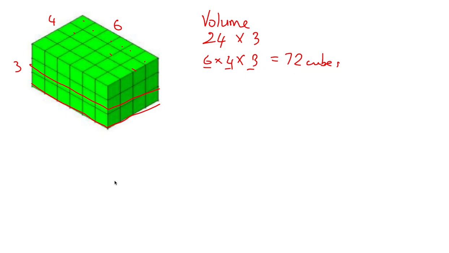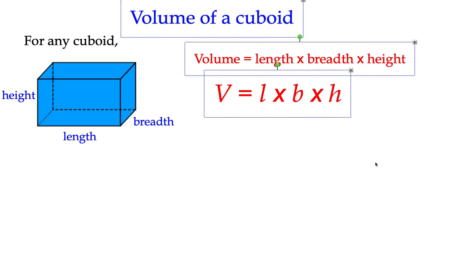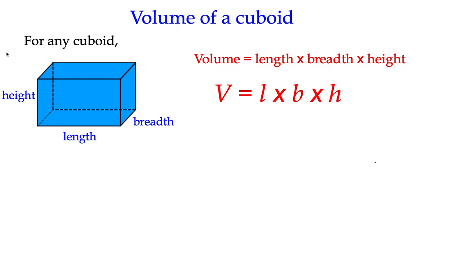And that happens for all cuboids. That's why it's the most straightforward 3-dimensional shape to think about volume. So here we go. The volume of a cuboid for any cuboid is simply the 3 dimensions multiplied together, and we usually give them a kind of length, breadth and height name, and therefore we get this formula, V equals L times B times H. Okay, so it's good to copy down just to have as a note to say this is a standard formula that we're going to use.